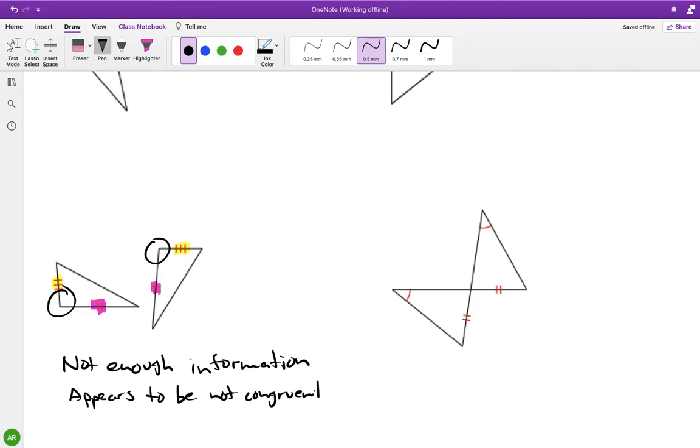Okay, now if we had any other piece of information on that triangle, literally any other piece of information, we could make a definitive statement. But at this point, we can't. Okay, now let's look at this one. This one is probably the most confusing out of all of them. So we have the obvious angle here, right? So we have one angle. And then we do have a congruent side right there.